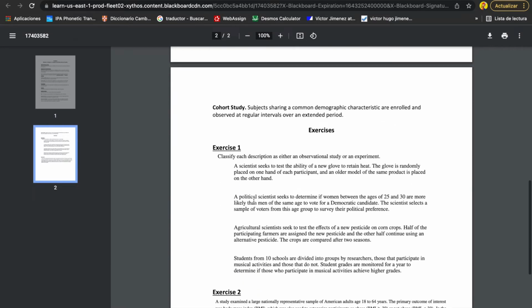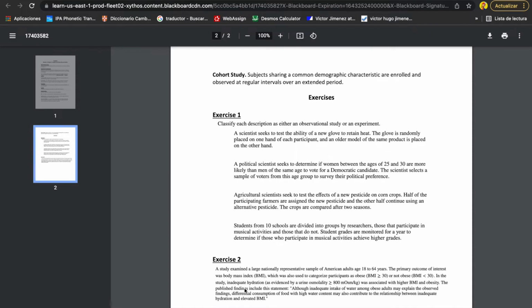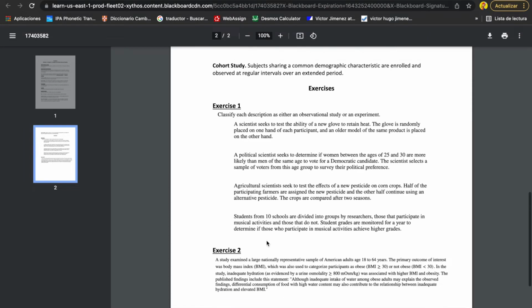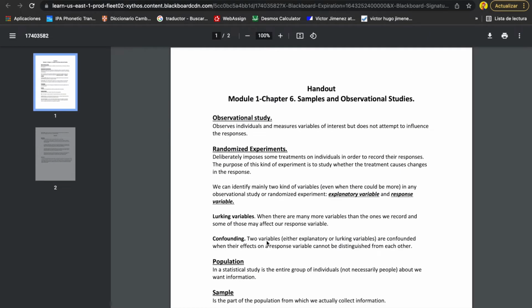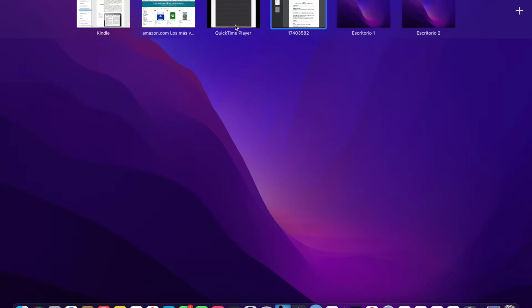And then notice how at the end we have some exercises. Exercise number 1, exercise number 2. Those are based on the exercises from homework number 1 on Achieve. All right, first, let me write here some notes.